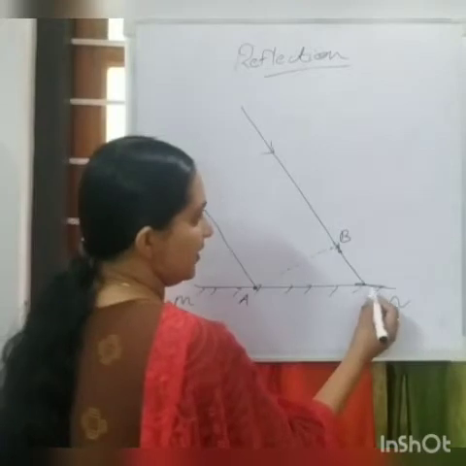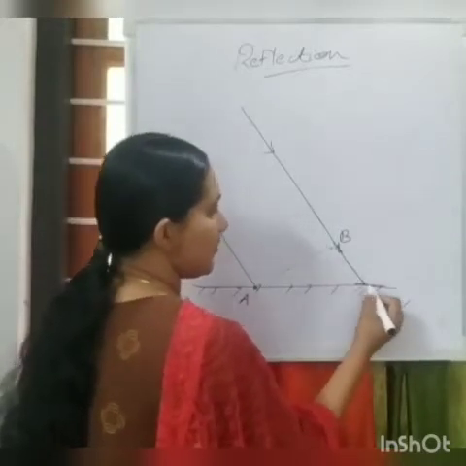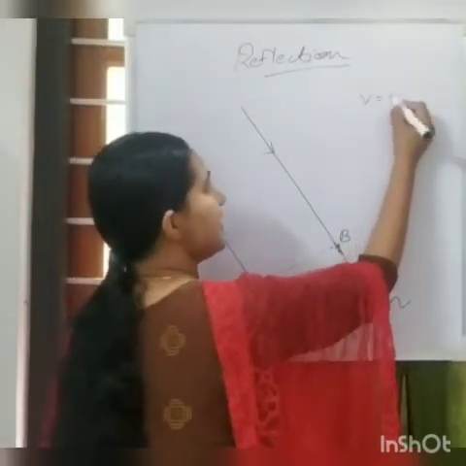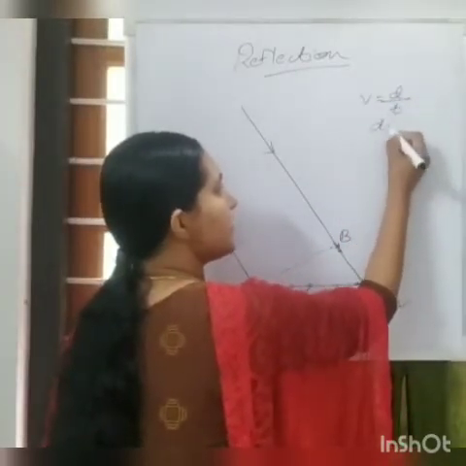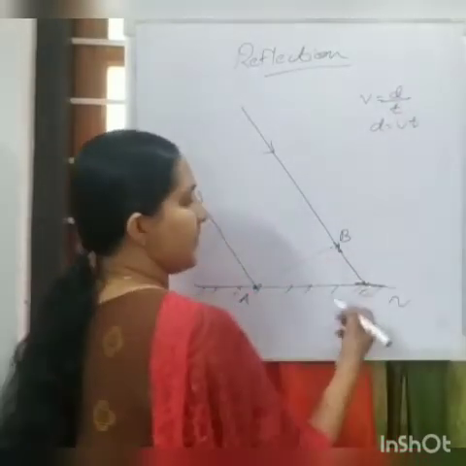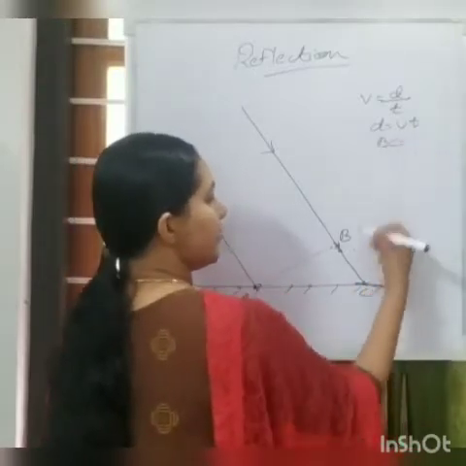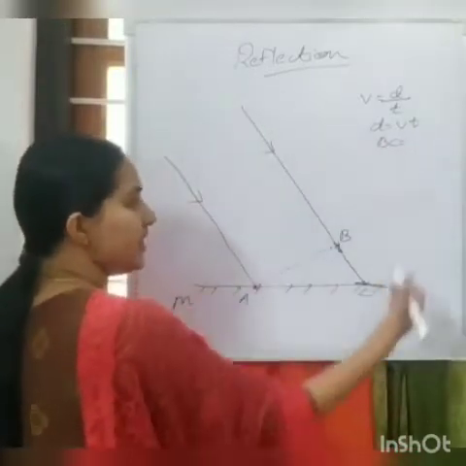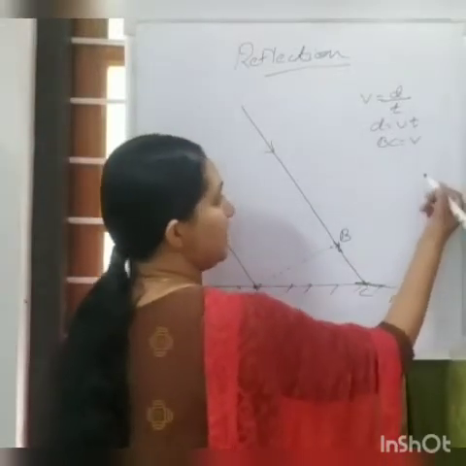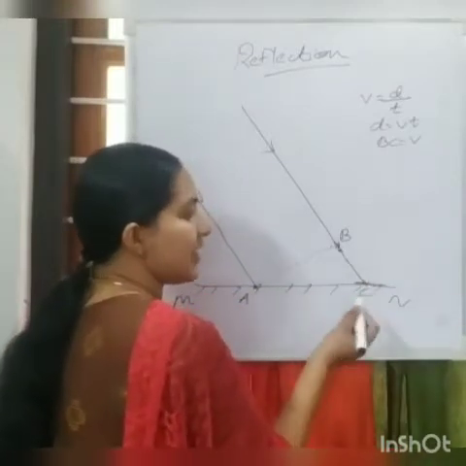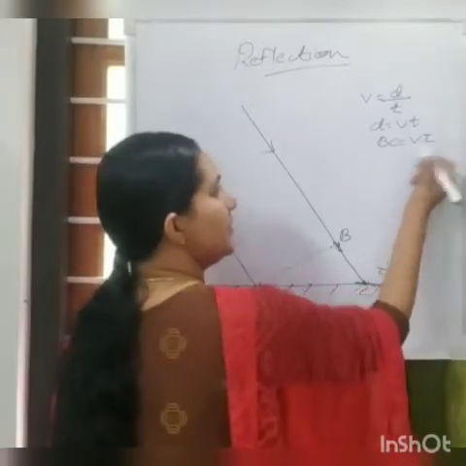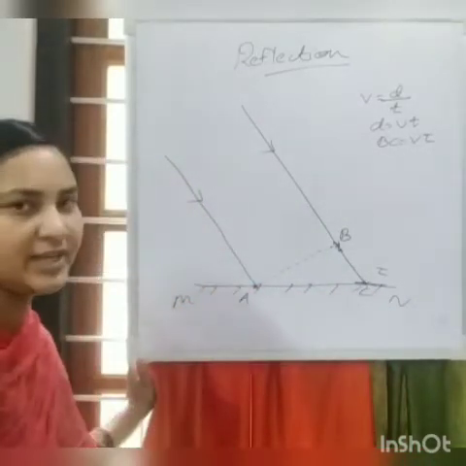So here, let this point be C. Now BC distance. We know velocity is equal to distance by time. So distance is equal to velocity into time. So here BC will be equal to the velocity of the light in this medium. Let it be V itself. So V into time. Here the time needed for the light to travel from B to C is taken as tau. So BC is equal to V tau.